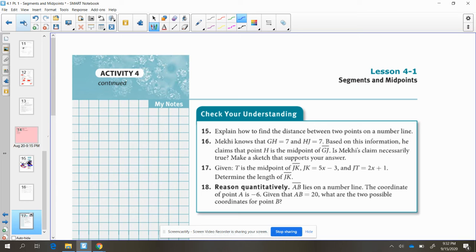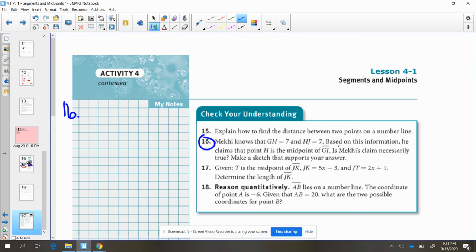Last 2 things I would like to talk about on here. The first one is going to be number 16. And what number 16 is saying is, Mackay knows that GH is equal to 7 and HJ is equal to 7. So based on this information, he claims that point H is the midpoint of GJ. Is his claim necessarily true? Make a sketch that supports the answer.